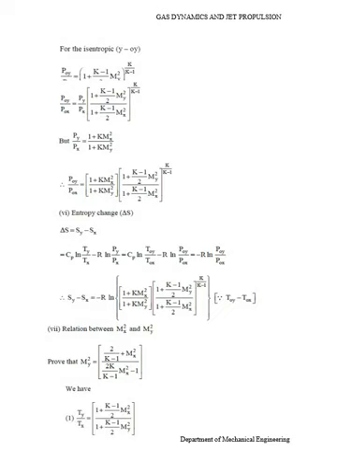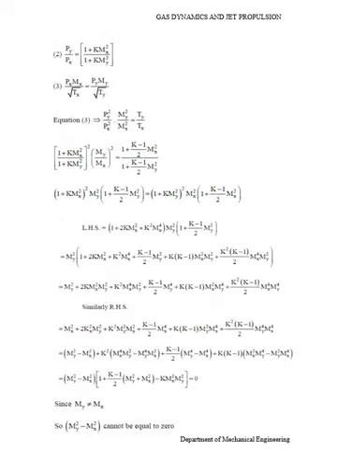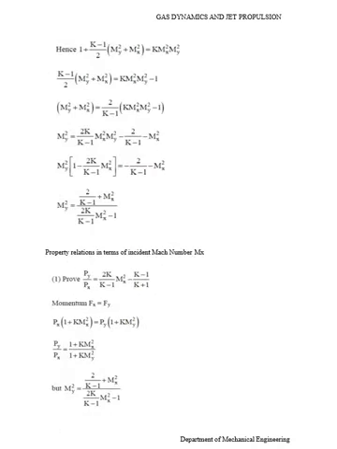And the next one, entropy change across the shock: delta S equal to Sy minus Sx. This is the entropy change, and we get the entropy change equation across the shock. Next, the relation between mx square and my square, where mx is the Mach number before the shock and my is the Mach number after the shock. From these derivations, we get my square in terms of mx square.